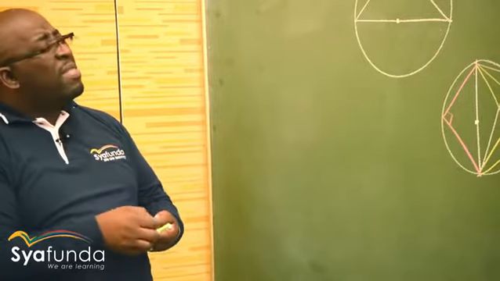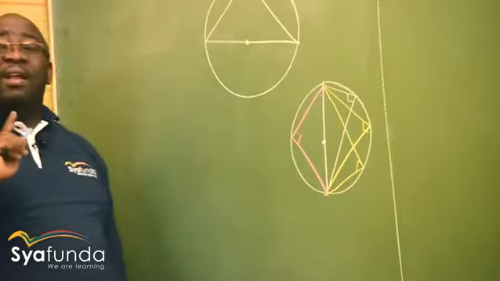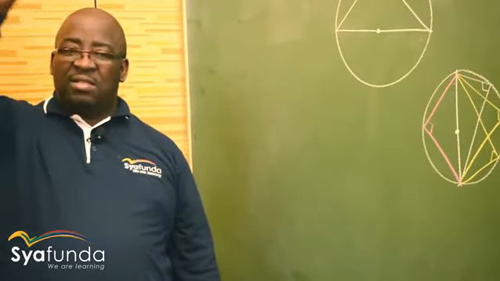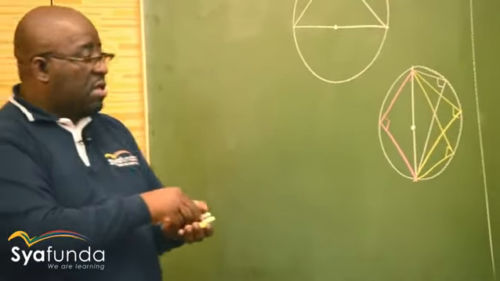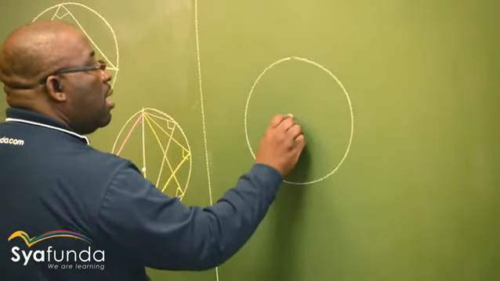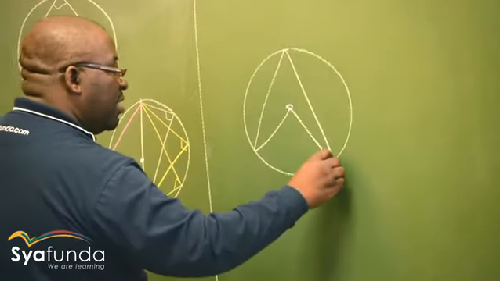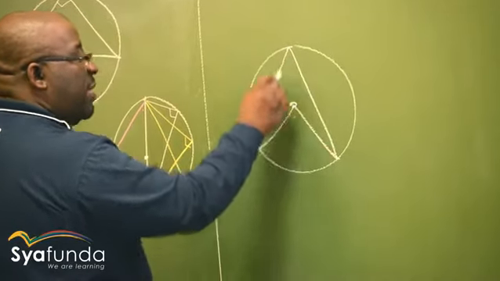Look here. Remember the previous theorem that we were doing: the angle at the center is twice the angle at the circumference. The angle at the center, if this is the center, is twice the angle at the circumference. This one is 2 times bigger than that one.